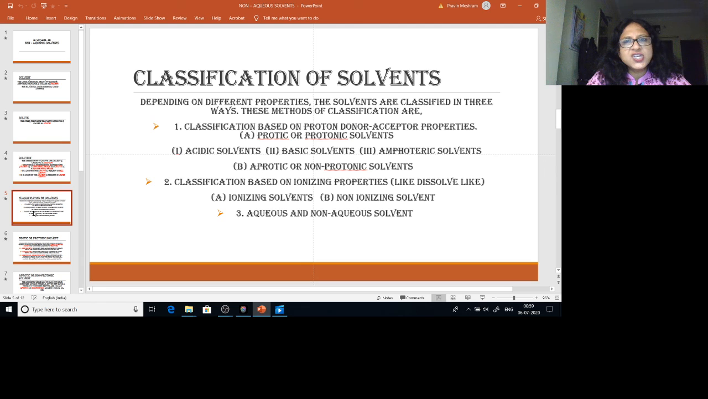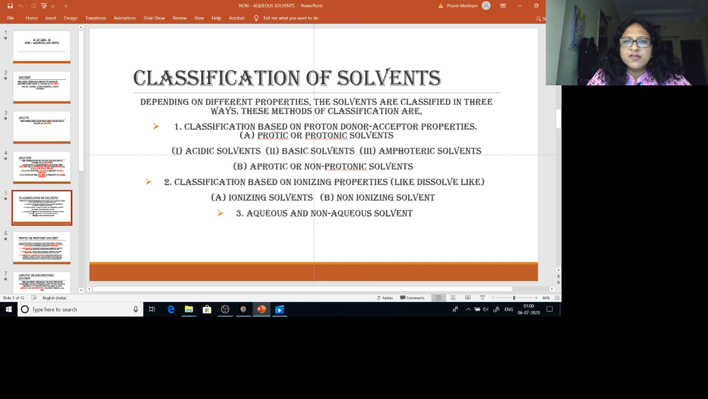Then the classification of the solvents, let's see how it is classified. Depending on the different properties, the solvents are classified in three different ways. The first classification is based on proton donor acceptor property. The second classification is based on ionizing properties. Let us see the first classification based on proton donor acceptor properties.